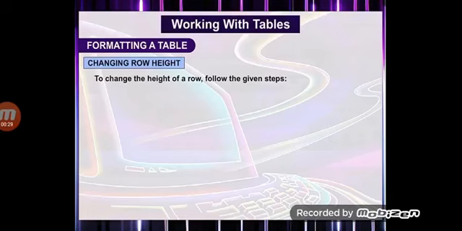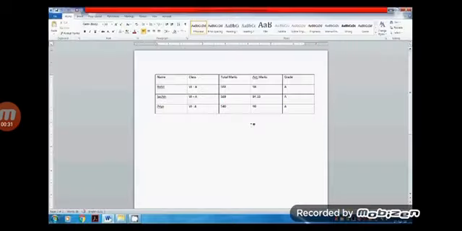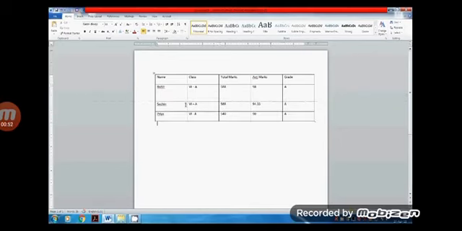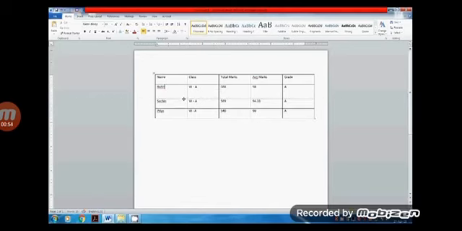Row height. To change the height of a row, follow the given steps. Position the mouse pointer to the lower border of the row whose height has to be changed. The mouse pointer changes to a double-headed arrow. Hold the left mouse button and drag it upward or downward as needed to change the height of the selected row.